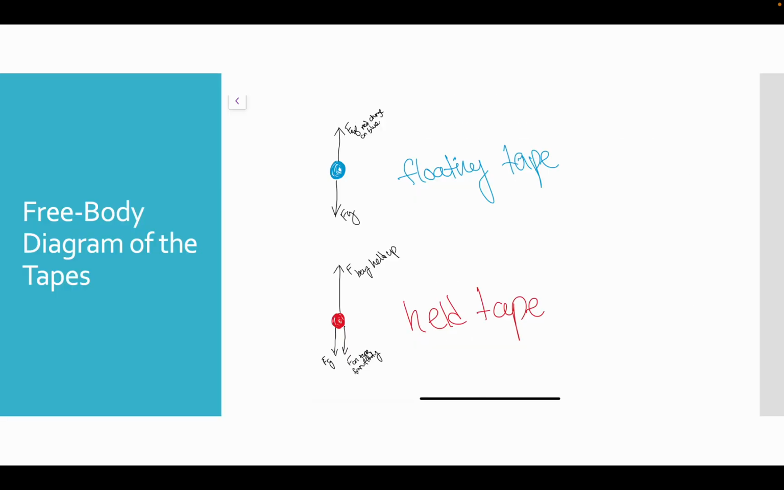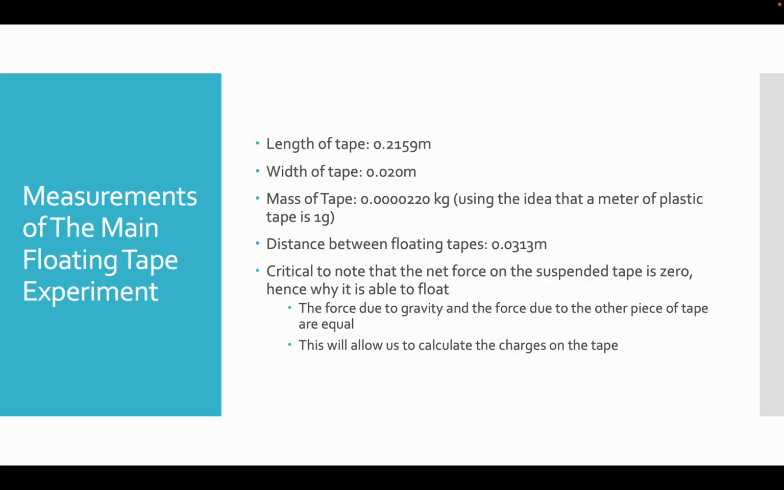So here's just a brief free body diagram of the tapes. And then the measurements, we had both the length, the width, the mass, the distance, which is found to be 0.0313. And it's also important to note that the net force on the suspended tape is going to be 0, which is why it is able to float.